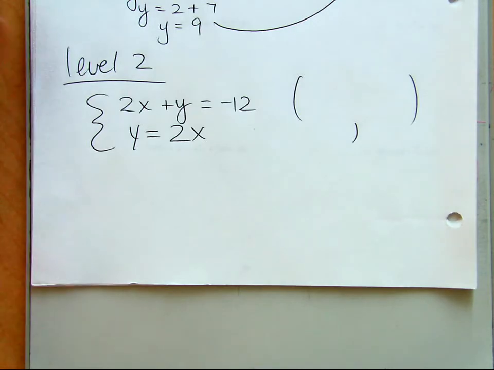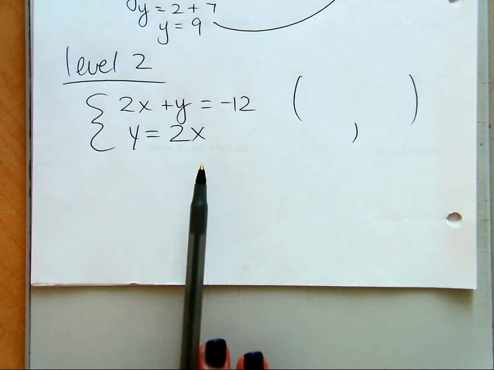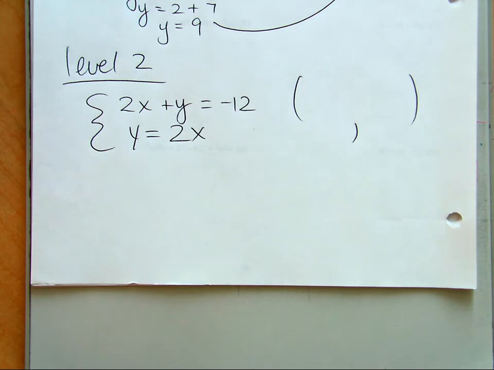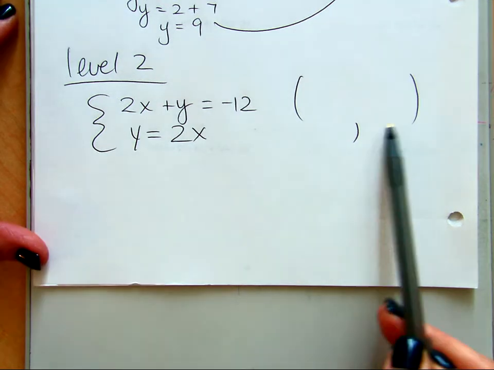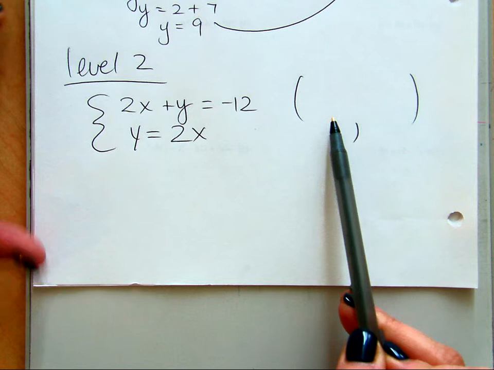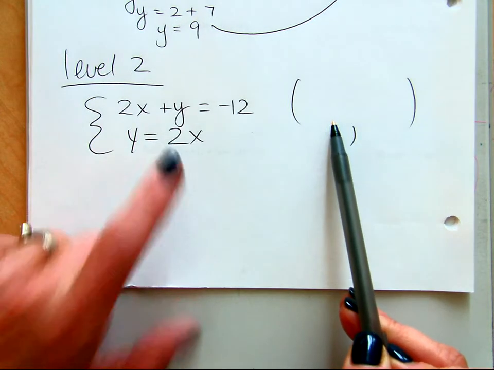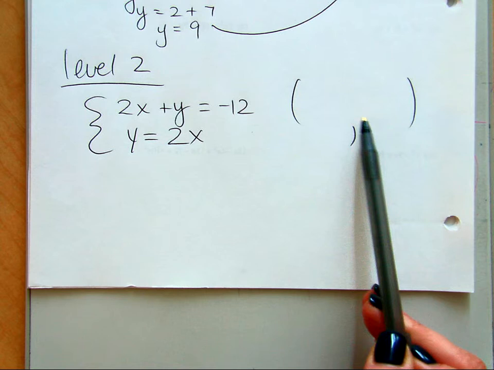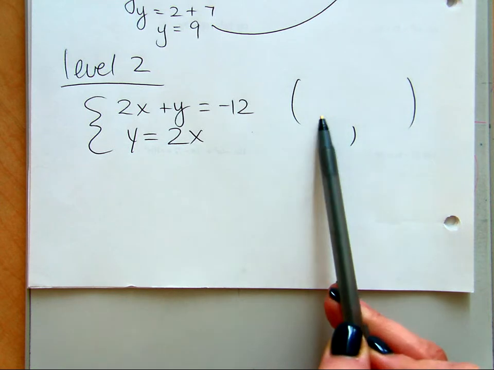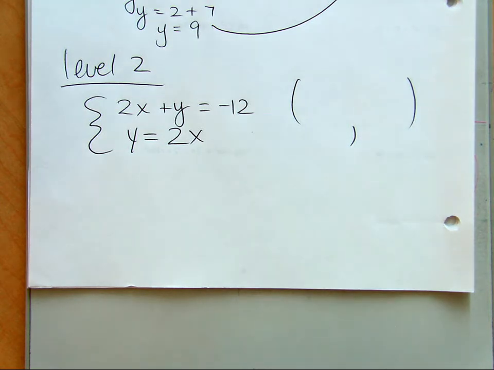Well, I don't know what y is. I don't know what x is. The only thing I do know is that the y value is whatever the x value is times 2. Did you follow that? So y equals 2x means, hey, whatever your x value is, multiply by 2, and that's what you're going to get for your y. Okay, awesome. But I don't know either.